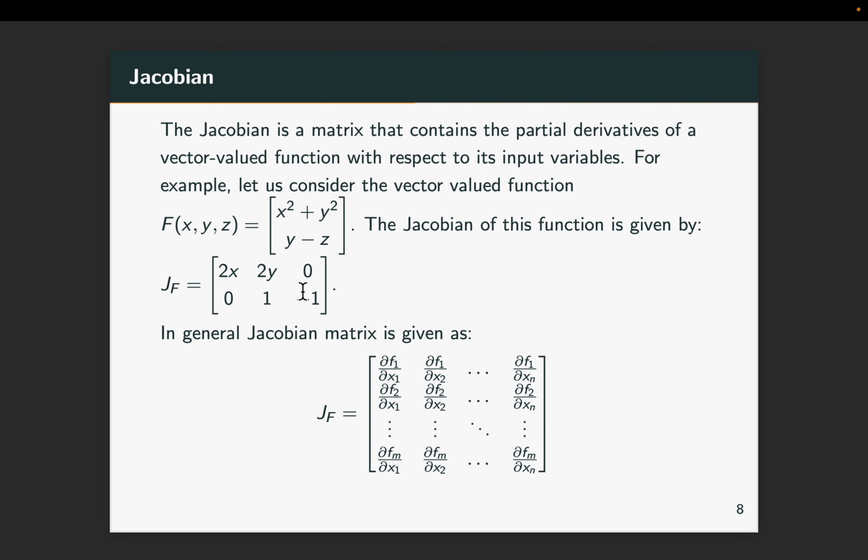Jacobian. Any other answers? Okay, let's wait for 2 more minutes.